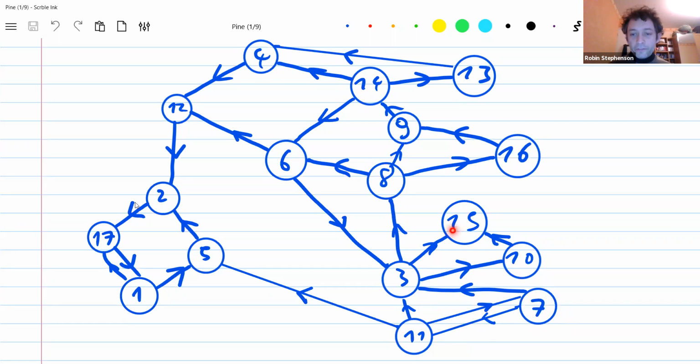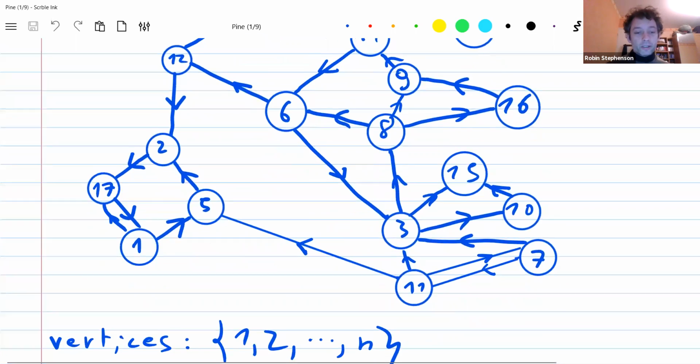Let's do the list. 15 is by itself because I can't leave it. 10 is also by itself. I can leave it, but I can't ever come back. We got a big component with 3, 8, 9, 16, 14, and 6. That's mostly because you can see we can kind of go up from 3 all the way to 14 using 16. And then from 14, we can loop back into 3. And the final 12, 4, and 13, they're all by themselves. We can never go back to them in any way. So that's strongly connected components.